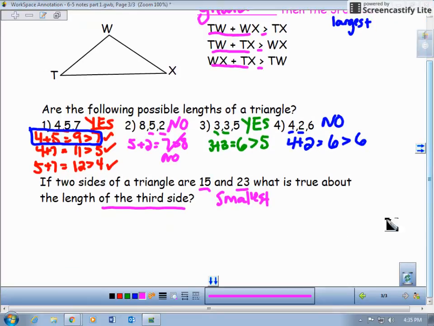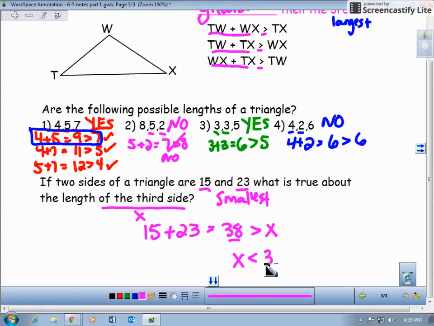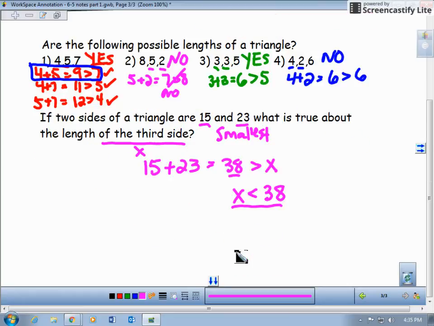Well, then I know if I add those two sides together, 15 and 23, which is 38, that 38 has to be greater than that third side. And I'm just going to call this third side x. Okay, and then I'm going to reverse this because it just doesn't look quite right to me, not having the x first. And so I've got to flip the inequality. So I know that third side has to be less than 38. Now, is that the only thing I have to do?